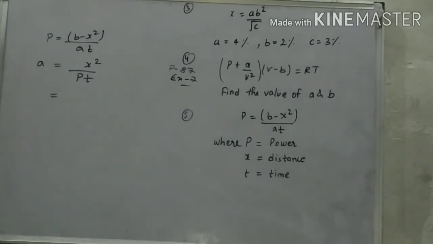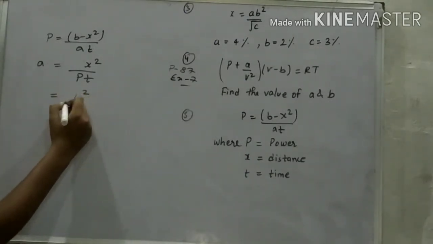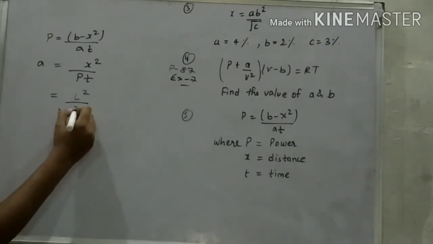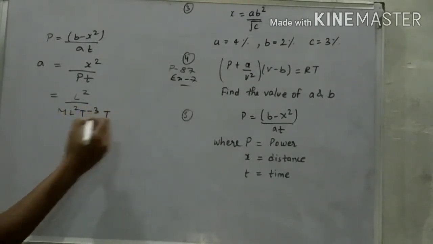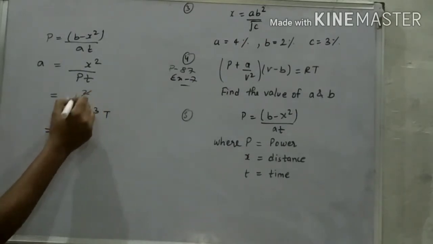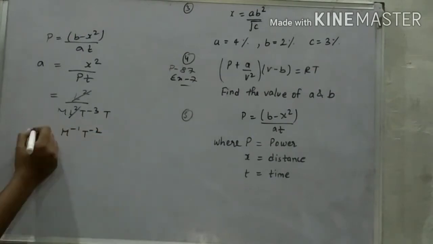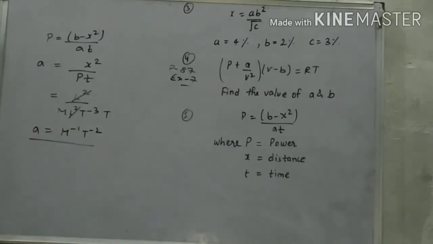Okay. X is the distance. And for distance, which dimension do you use, whether M, L or T? We will use L, that is length. So L square will come. The dimension for the power is work done upon time. So that will be ML square T minus 3, multiplied by T. So L square by L square will cancel. M minus 1 T minus 2. This will be the dimension for A.